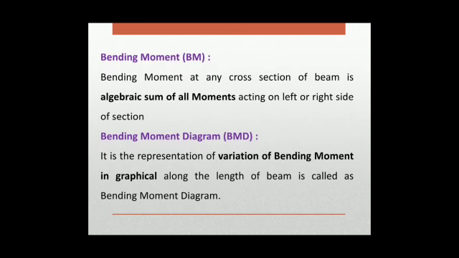Bending moment at any cross section of beam is the algebraic sum of all moments acting on left or right side of section. Bending moment diagram, that means BMD. It is the representation of variation of bending moment graphically along the length of beam, known as bending moment diagram.